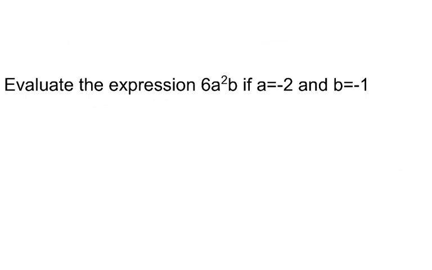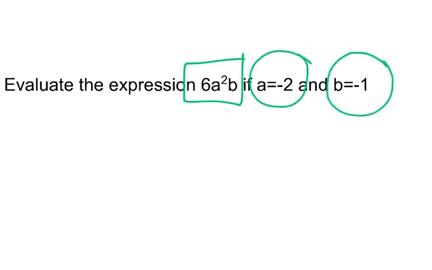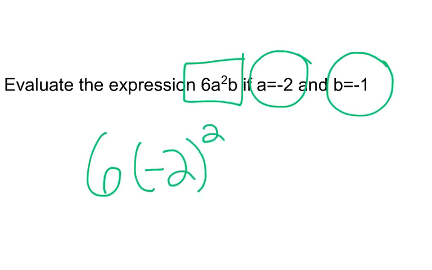Here's another expression. This expression is 6a squared b. The variables are a and b, and a is going to be assigned a negative 2 and b a negative 1. So we're going to replace the a with a negative 2, and we're going to replace the b with a negative 1.